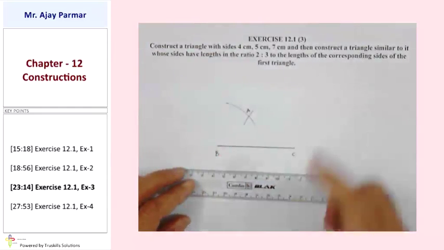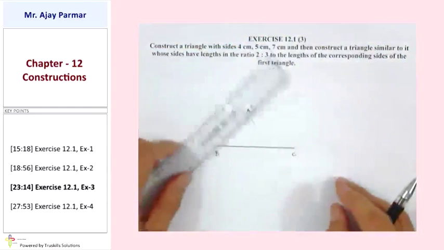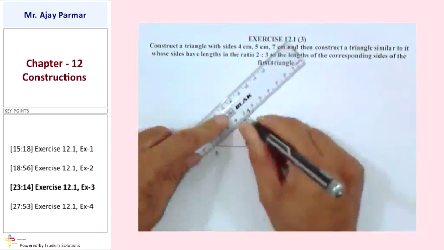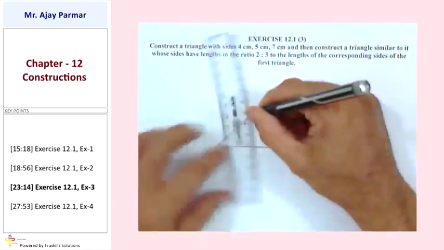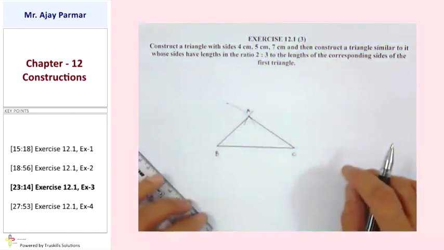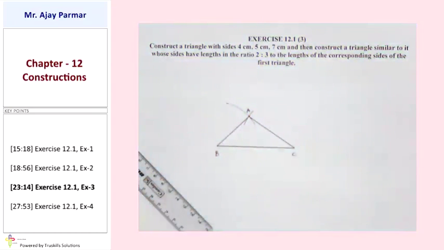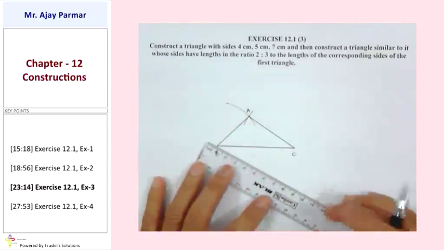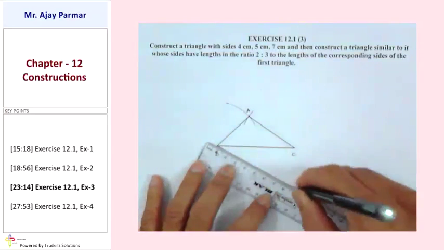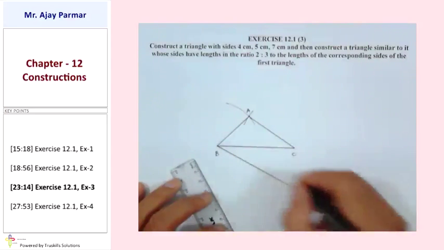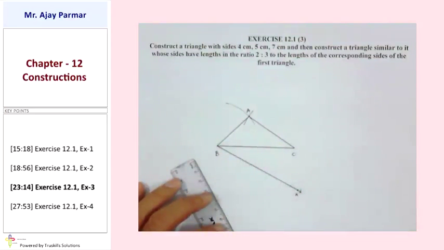Now the given scale factor is 2:3. That means it is smaller than 1. So I am not going to extend ray BA, but I am going to draw exactly line segment AB and line segment AC. So at the end of this, we got our required triangle. Now we require another triangle similar to this one whose scale factor is 2:3. You know the method: we are supposed to draw ray BX such that the measure of angle CBX is less than 90, that means it should be an acute angle.